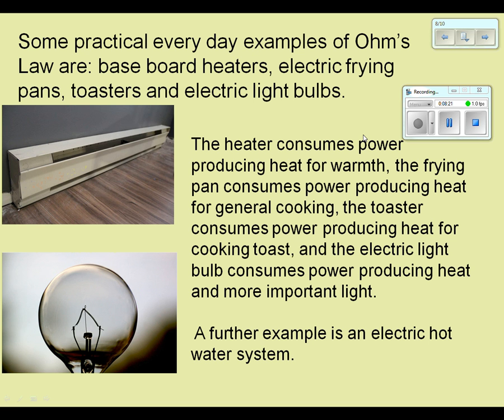Other examples, electric frying pans, toasters, electric light bulbs. When you run the energy through there, what happens? The light bulb does what? Lights up. Exactly. It gives off light and it gives off heat. We're using resistance for good. The heater consumes power producing heat for warmth. Frying pan consumes power for producing heat. Toaster, look inside the toaster. What do you see? Don't stick your finger in there. You see little wires. Basically, you're running electricity through wires and it's giving off heat.